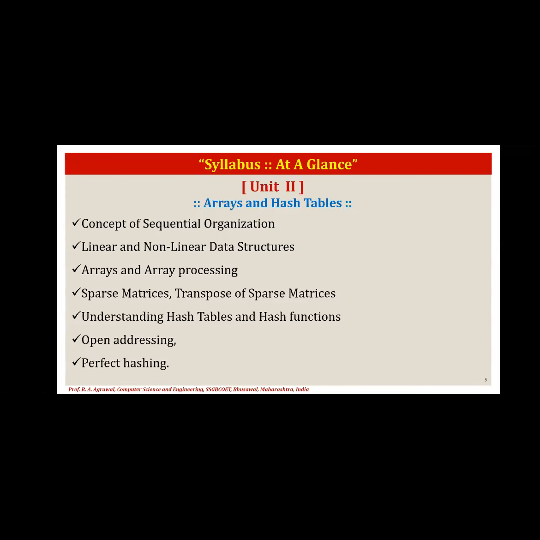What is sequential organization, linear organization, non-linear, in the sense tree, graph; these are all non-linear data structures. So linear is array, non-linear is tree, graph. We will see one by one. Then what is an array? How will you process an array? Sparse matrix, transpose of a sparse matrix.